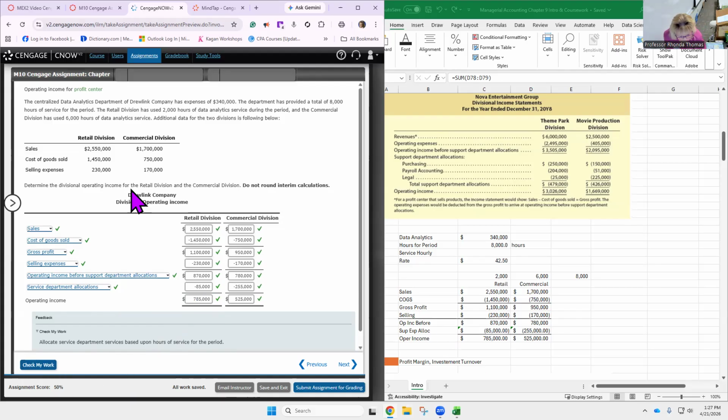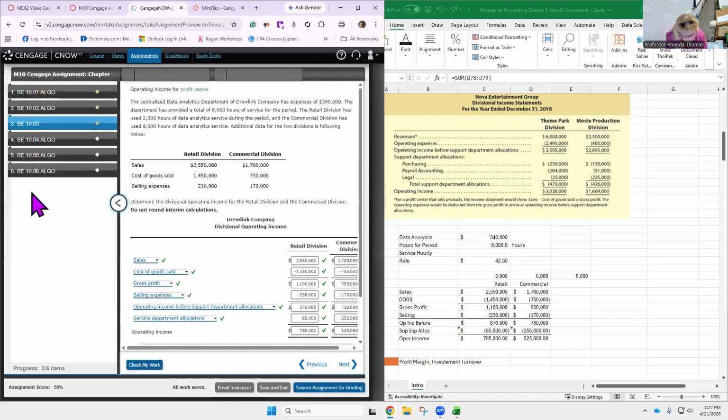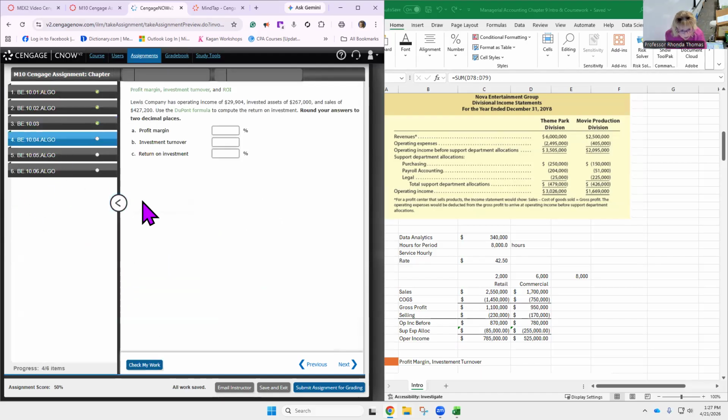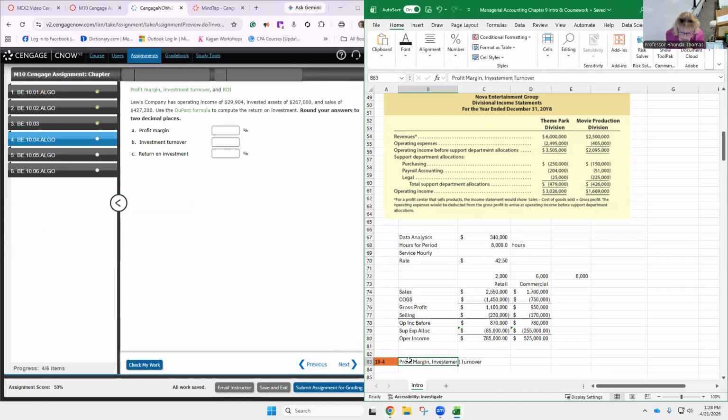Watch your zeros. Okay, there are some profit margin, investment turnover, and ROI. These are different measures or analyses to use for analysis purposes. We have profit margin, investment turnover, and ROI, return on investment.